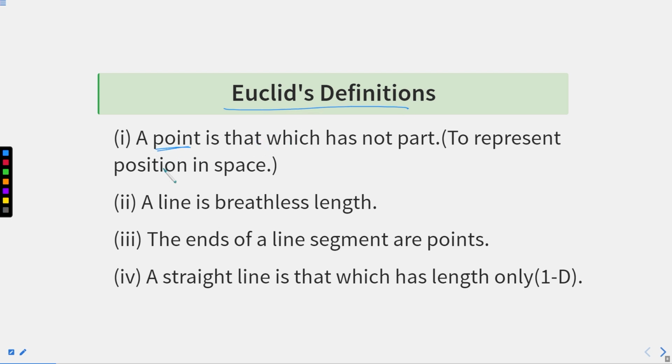First, about the point. A point is that which has no part, and it is used to represent a position in space. I think it is clear. A line is breadthless length. I hope this is also clear. It is 1D. The ends of line segments are points.